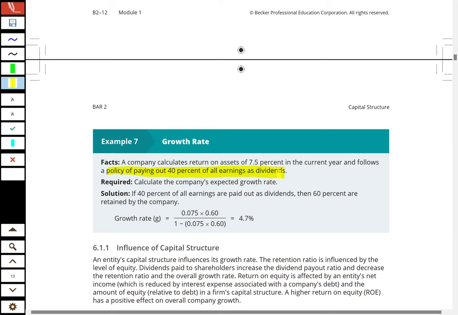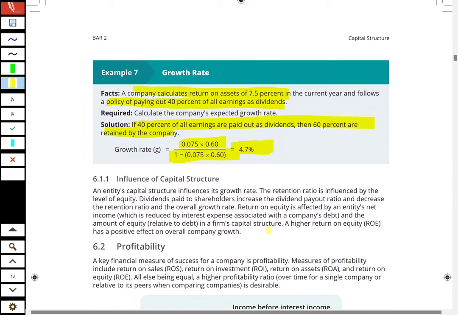Well, if they pay a dividend of 40%, then that means that the retention rate is, not a big deal, 60%, okay? So if that's the retention rate, then using that formula, if the return on assets is 7.5%, and we're going to retain 60% of that return, and then we get the denominator as one minus the retention rate, then we have a growth rate of 4.7%.